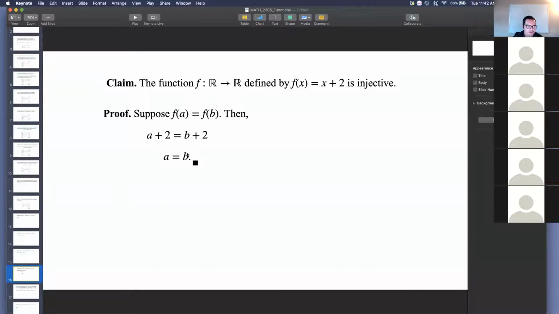So if we think back to the definition, we've shown it to be true. We chose arbitrary images to be equal, and then under the definition of the function, it follows that a is equal to b. So we've shown that definition to be valid, so we're done. This is an injective function.